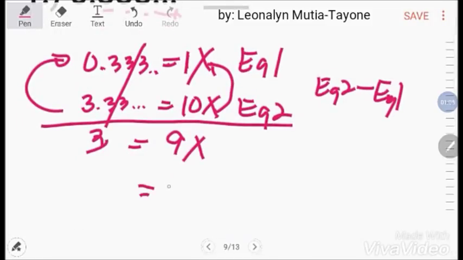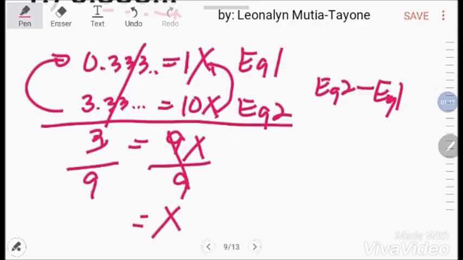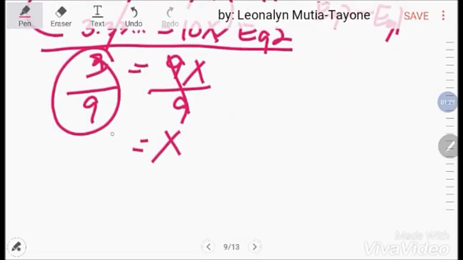Mag-transpose tayo para ma-isolate si x dyan. Para klaro lang, mag-divide ka ng 9 dyan. So, cancel na si 9, x na lang ang nandito. Kasi yung buong side ang i-divide mo ng 9. 3 over 9 into simplest fraction and that is 1 over 3.